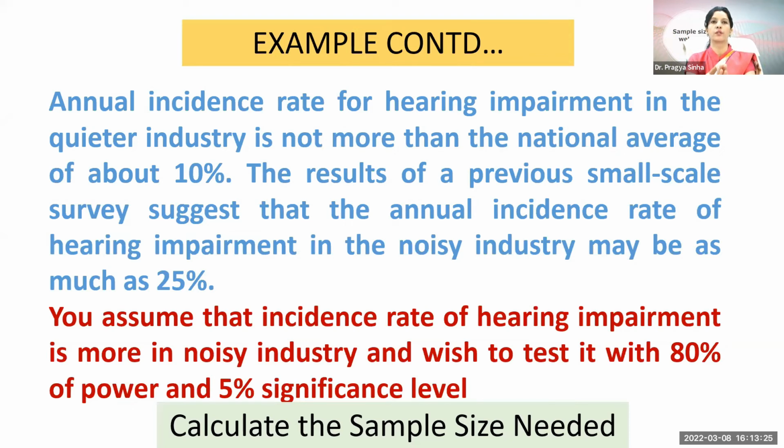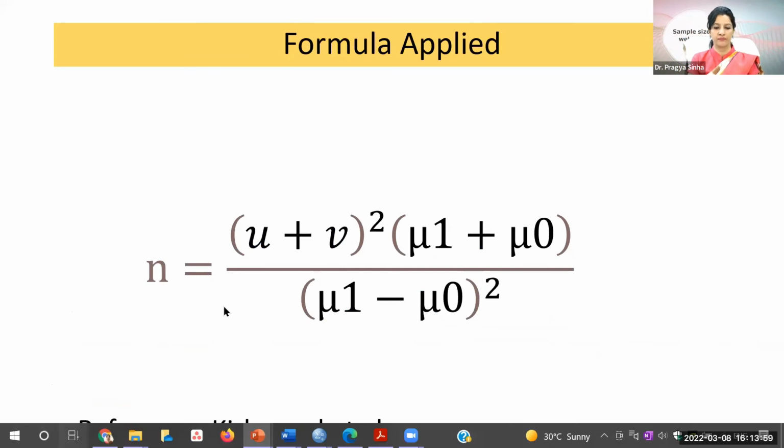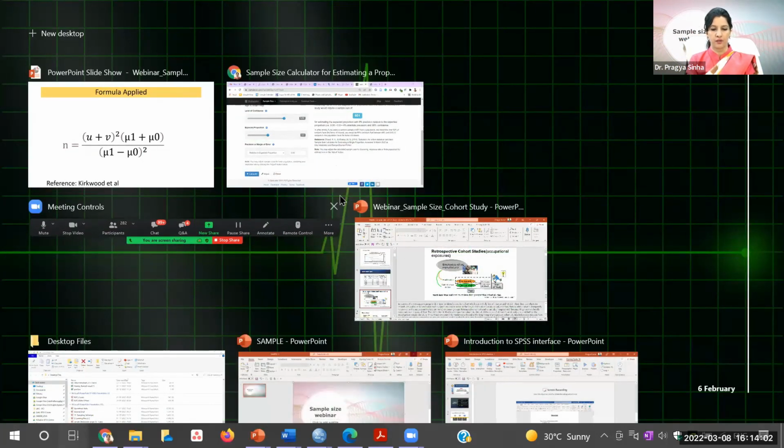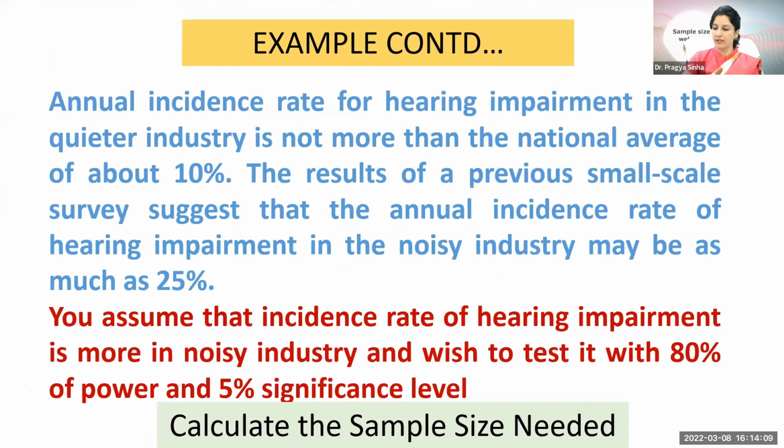Now you know these are the two figures. If you assume that the incidence rate of hearing impairment is higher in the noisy industry, that means it is a one-sided hypothesis, and you wish to test it with 80% power and a 5% significance level. So which formula will we apply? We'll use this formula. In this case, what will be the total value of 1.96 and 0.84? Let's see it on the calculator. I'll go here and write these two values, and then this 10% and 25%. These are the percentages.